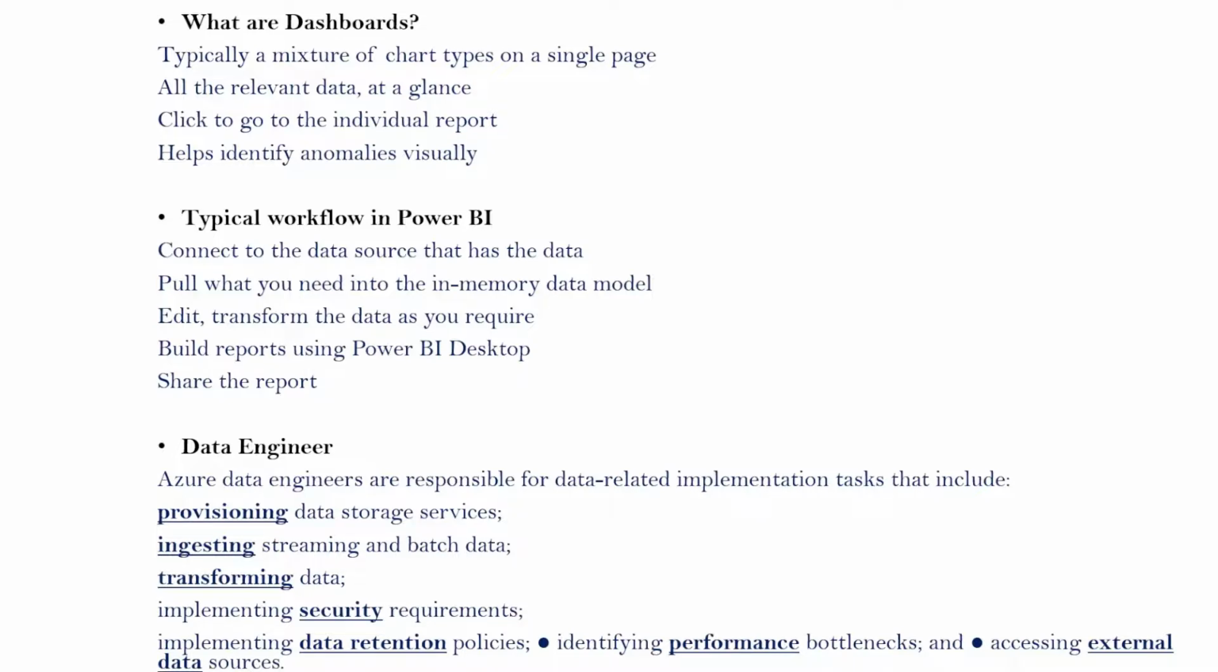So hope you are able to understand. There is nothing much to explain here, I just explain the kind of pipeline, let's say pipeline, the sequence of work of how Power BI is working. So first you need to connect to the data source, then pull what you need into your data model, then edit, transform if required as per your requirement, and then build reports using Power BI Desktop, and then reports will be generated and shared.